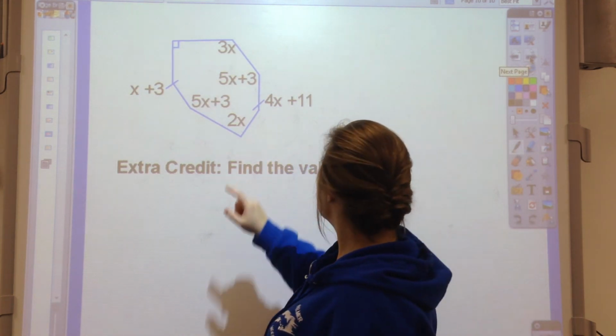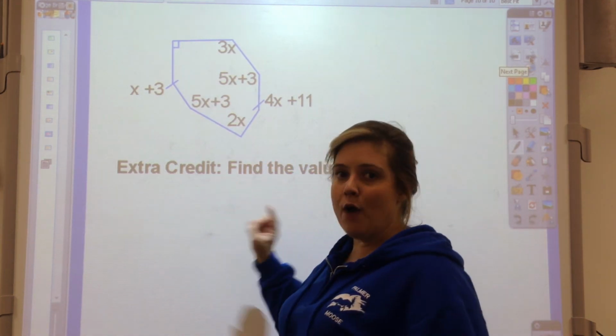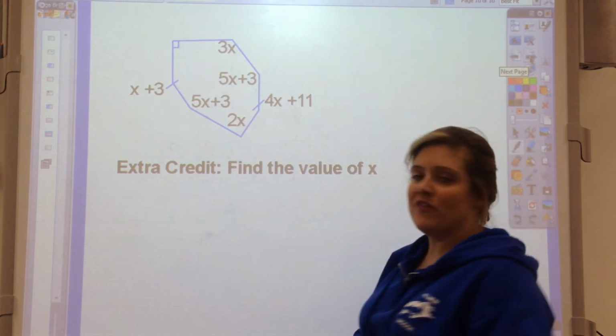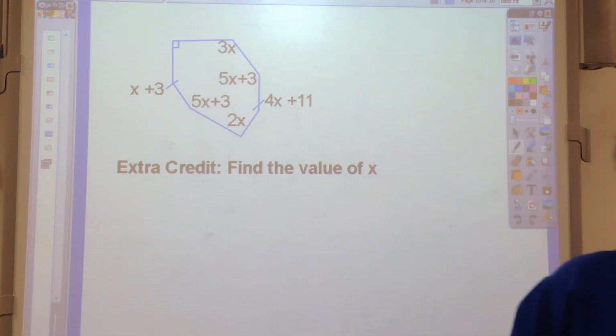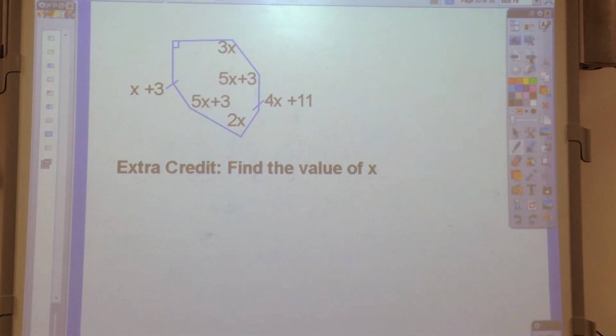I'd like you to find the value of x by noting how many side lengths you have, finding the number of degrees of the angles, and solving for x. And I will see you tomorrow.